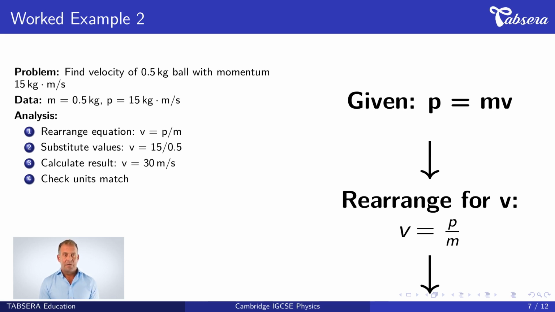Now we analyze. First, rearrange the equation. Starting with P equals mv to find velocity, we divide both sides by mass, giving v equals P divided by m. Second, substitute values. We write v equals 15 divided by 0.5. Third, calculate the result. 15 divided by 0.5 equals 30. Fourth, check units match. Kilogram meters per second divided by kilograms gives meters per second, which is correct for velocity. The diagram shows the algebraic rearrangement process step by step.